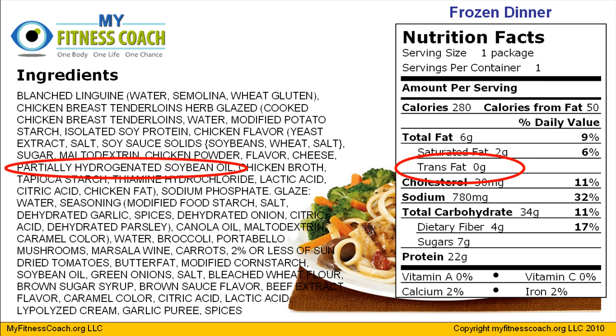So here is a prime example of a very simple thing that you can do to significantly improve your internal health. If you can learn to find and spot partially hydrogenated vegetable oils in the ingredients list of the products that you're buying in the grocery store on a regular basis, you are going to significantly improve your internal health.